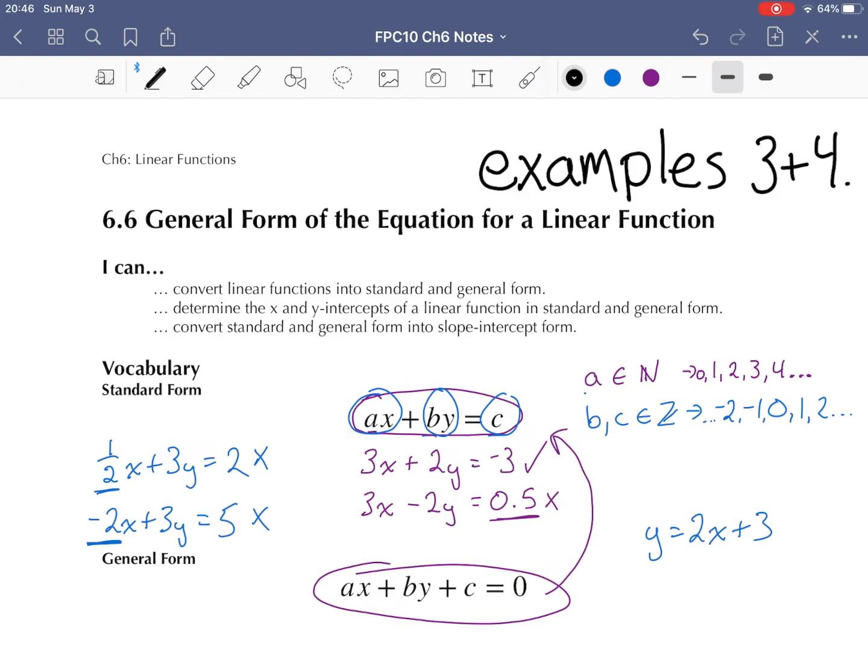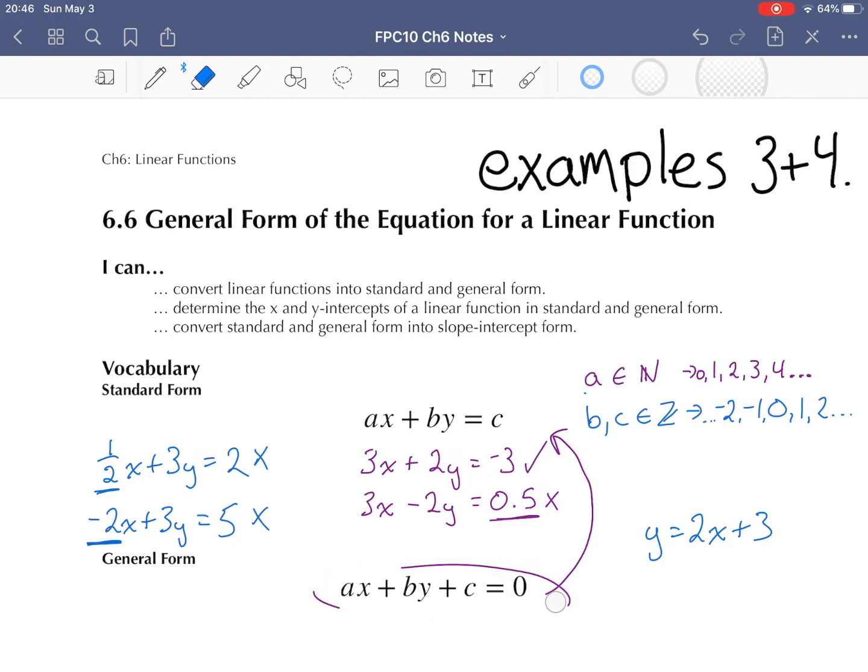Hello, this is Mr. Stein, and in this video, we're going to take a look at examples 3 and 4 for section 6.6, the general form of the equation for a linear function. By the time you're done this section, you should be able to convert linear functions into the standard and general form. You should be able to determine the x and y intercepts of a linear function in standard and general form.